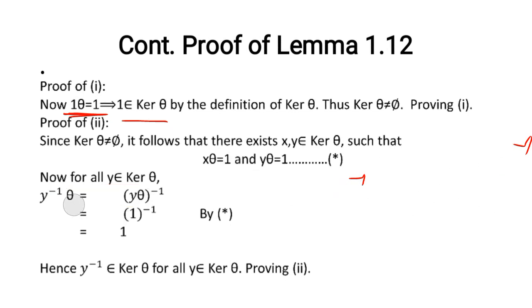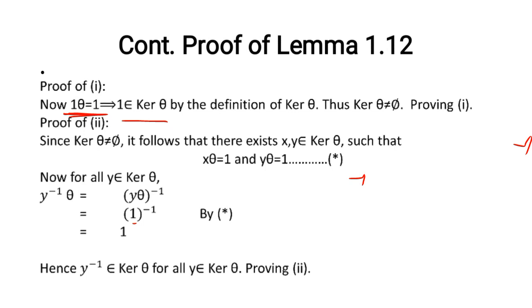Okay, so now we know y inverse theta is the same thing as y theta all inverse, but we know what y theta is. See it here, we said it was 1. So wherever there is y theta, we just simply put the value 1 because y theta is 1. See it here, right in here. Okay, so y theta is 1. So what is 1 inverse?